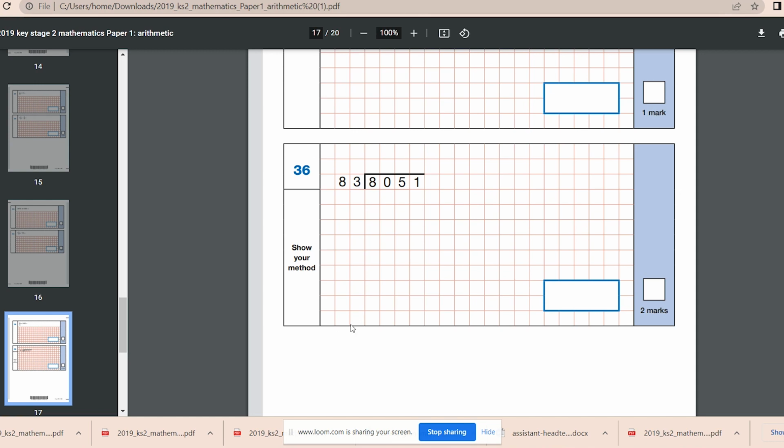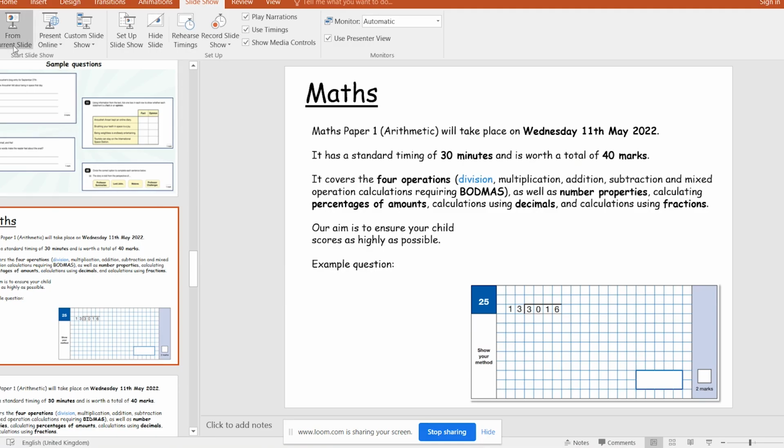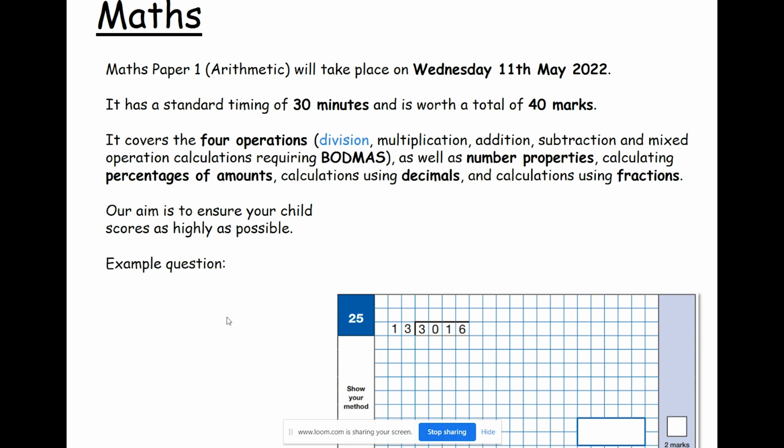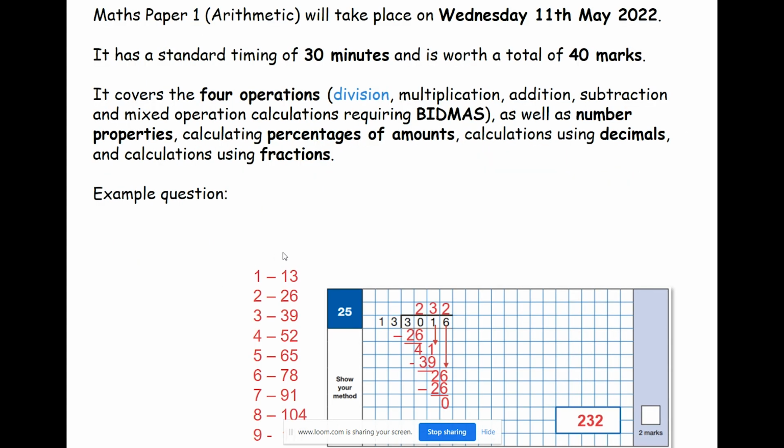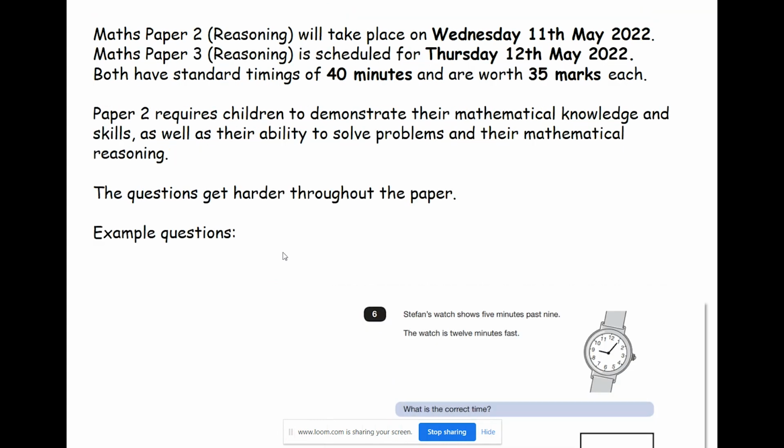So that's what it looks like. And you want them to aim to get as many marks as possible. The best thing to do is to aim for the high 30s. So anything above 30 is great, but if you can get them towards the 35 mark in this paper, it gives them a great chance of passing overall. So that's paper 1. And paper 2 will also take place on Wednesday, the 11th of May.